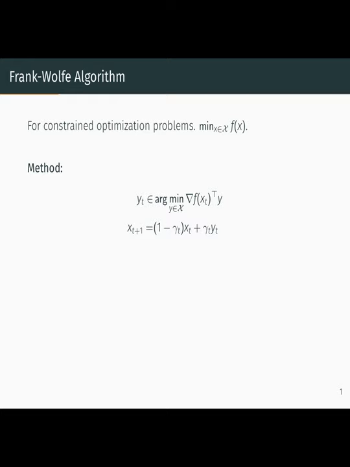We find yt, which is the argmin over the convex constraint set, of an objective function with a linear form, the gradient of f at xt transposed times y. Here we define a linear, affine function at point xt with the gradient. Basically, we consider a tangent line of your real objective function f, and then find the minimum point of the affine tangent line under the constraint set.